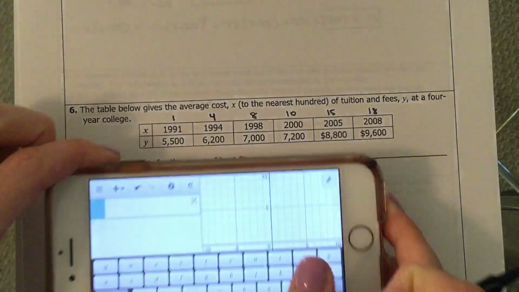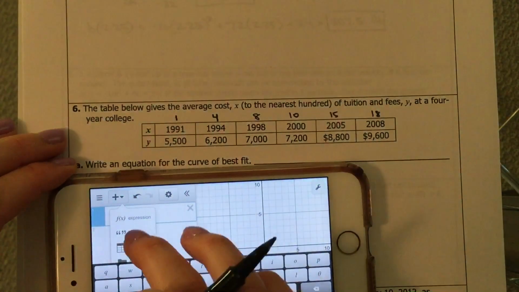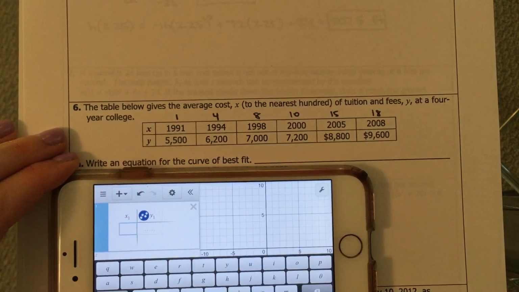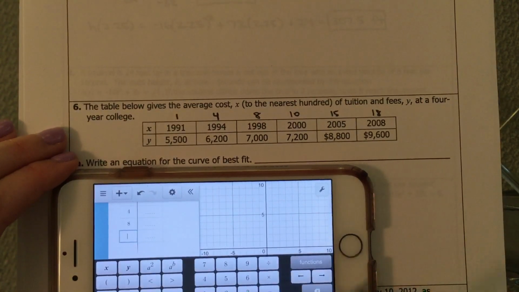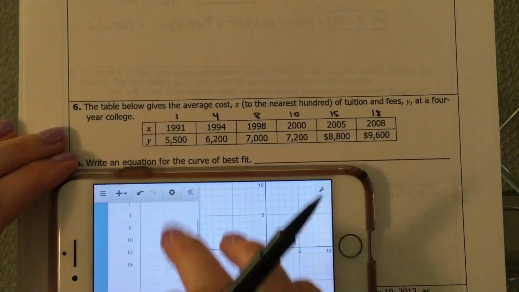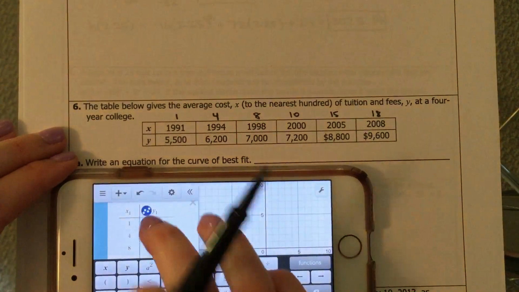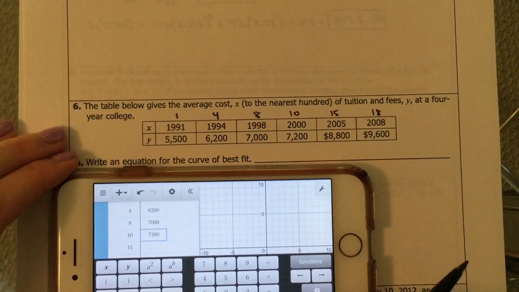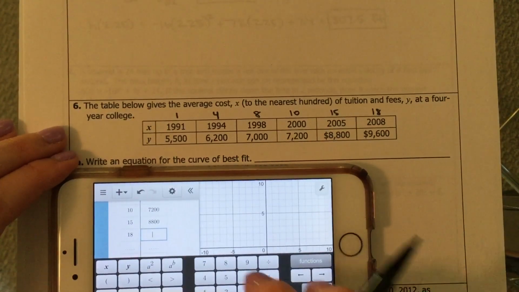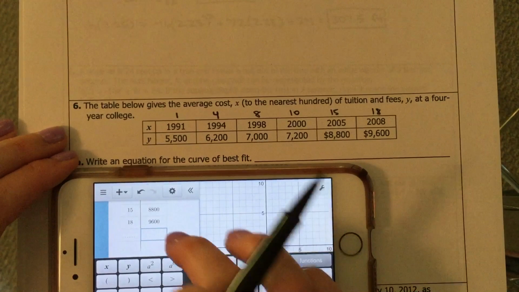All right, so remember in Desmos, you are going to add a table, and we can start typing these values in. So our x values are the years that I wrote along the top here. So 1, 4, 8, 10, 15, and 18. And then in this column, we're going to put those values for y that they have on the table. So 5,500, 6,200, 7,000, 7,200, 8,800, 9,600. All right, so you've got those values in there.